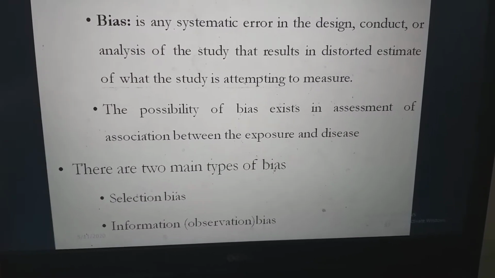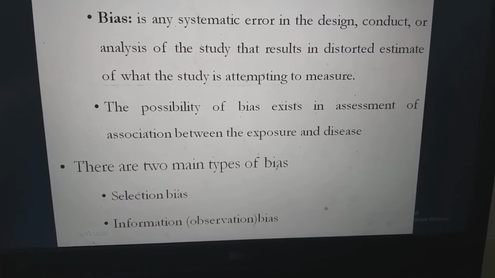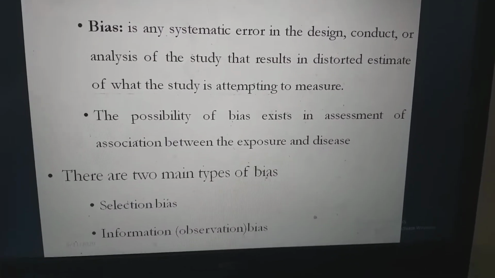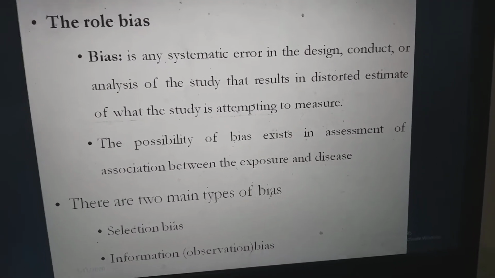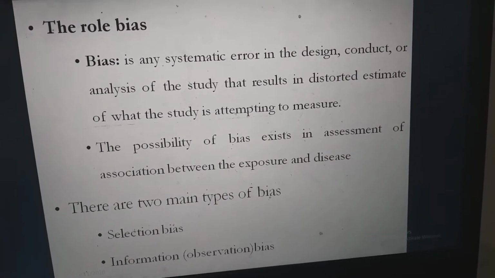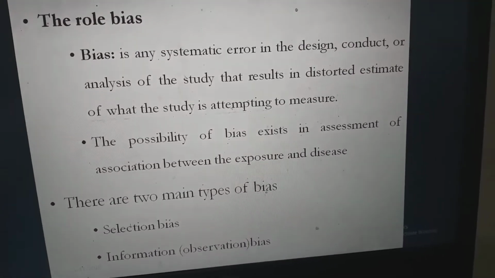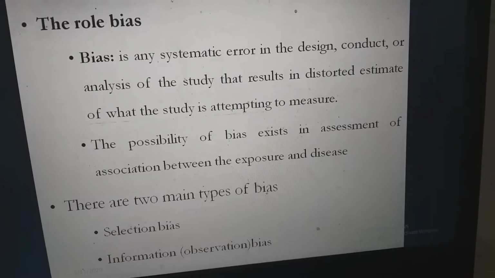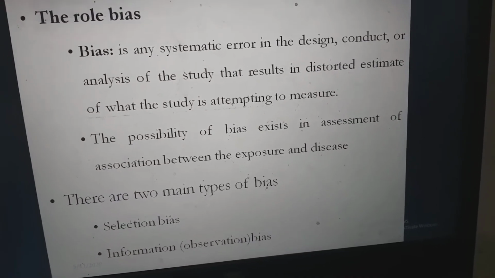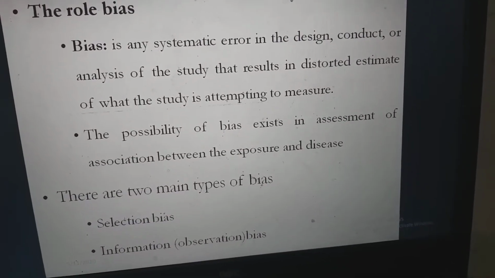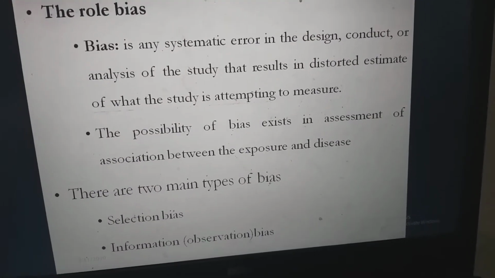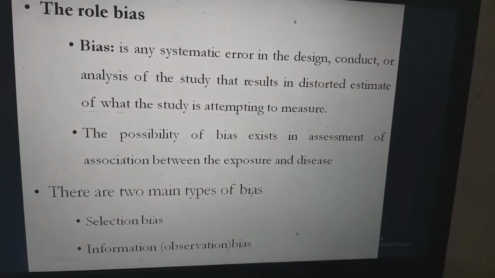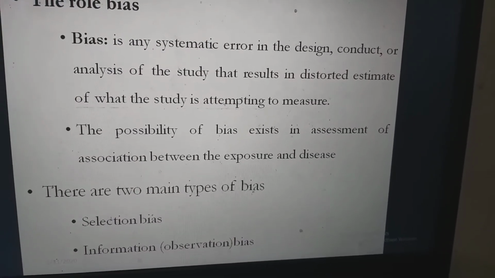Selection bias means the error that occurs when the data collector or investigator selects by their own interests. Maybe they don't want to go too far away, like to a rural area, due to transportation. Then even in the town they will select only a few kebeles. This is what we call selection bias. The other is information bias, or observation bias.